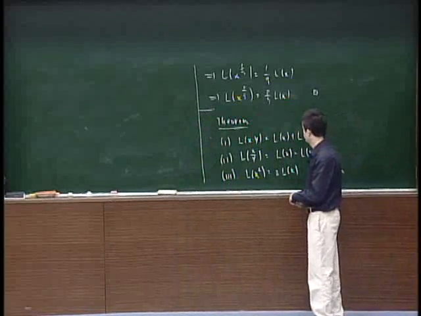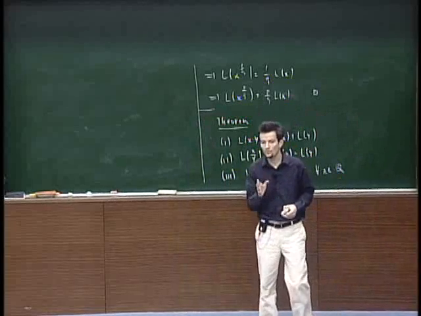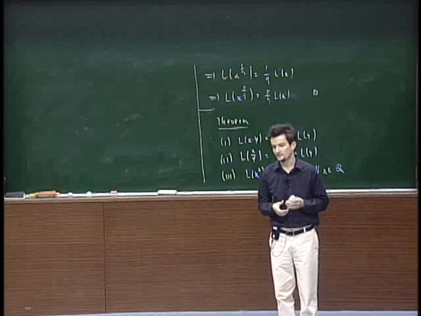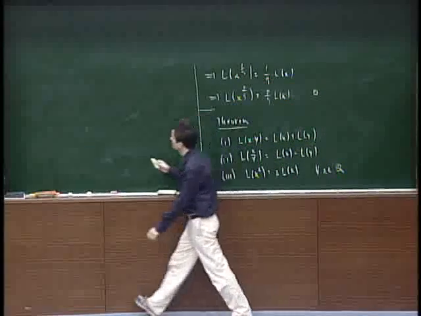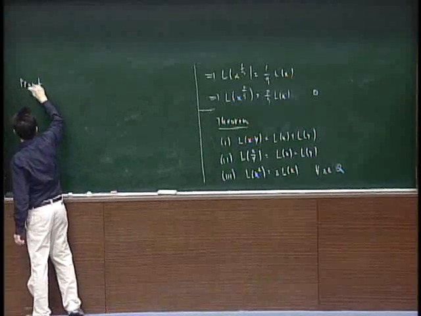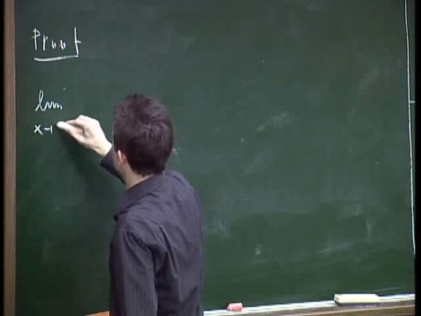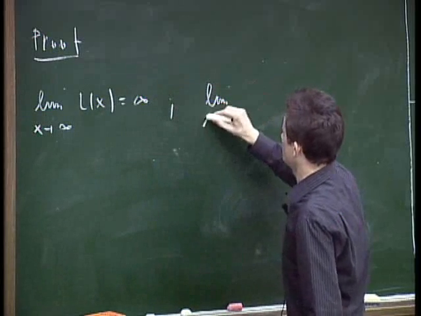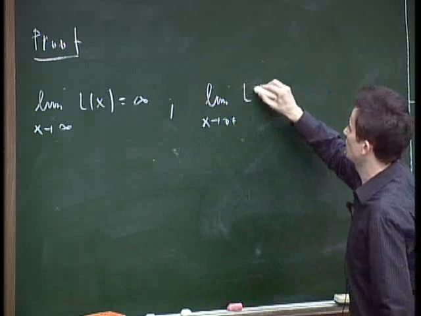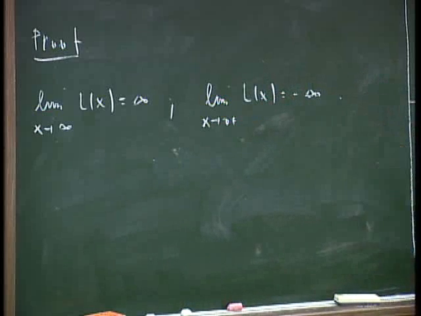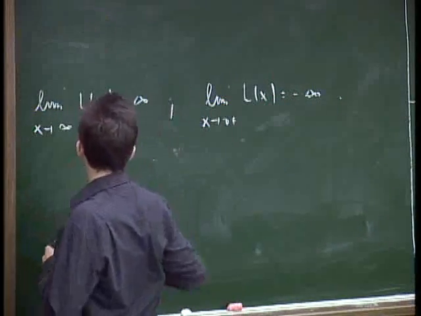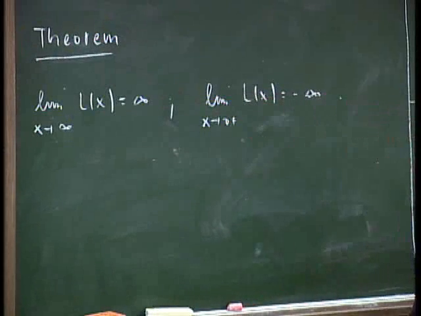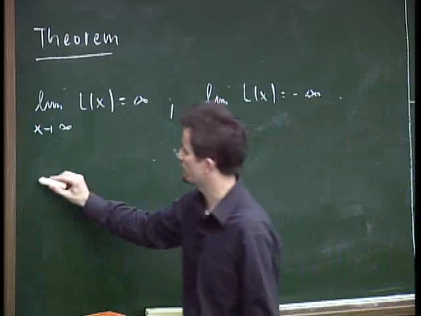Now, what we still want to figure out, our goal, is what happens with L of x if x tends to 0 or x tends to infinity. Now this is helpful here. So now we can prove that the limit as x tends to infinity of L of x is infinity, and the limit as x tends to 0 from the right of L of x is equal to minus infinity. Sorry, this is a result, it's not a proof. Okay, so how to prove this? Now, this easily follows from those properties.